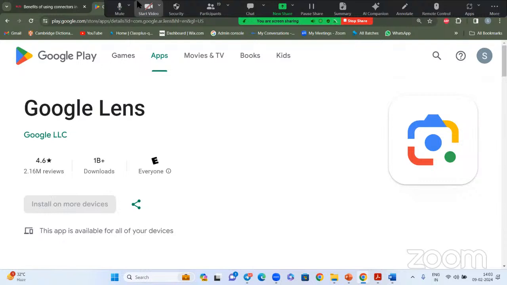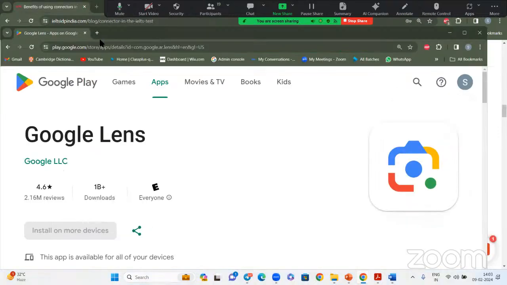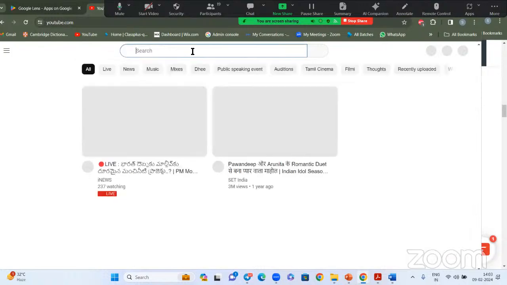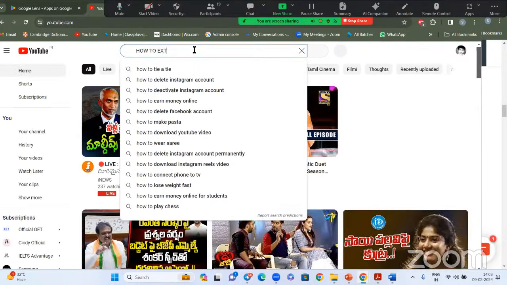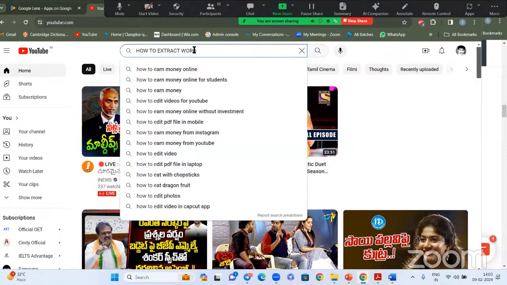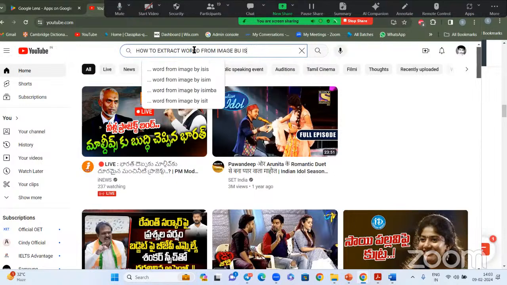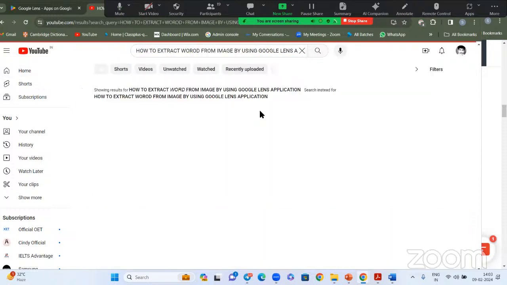So you can verify how to use Google Lens. You can check it on the internet. On YouTube, you can check how to extract words from an image by using the Google Lens application. So there will be a number of things.